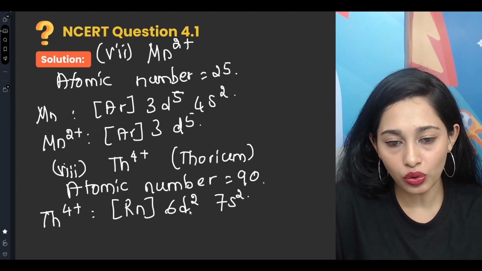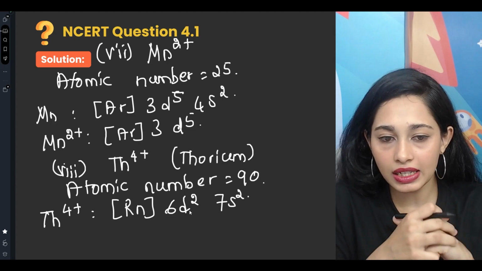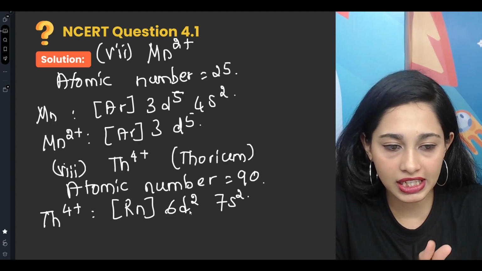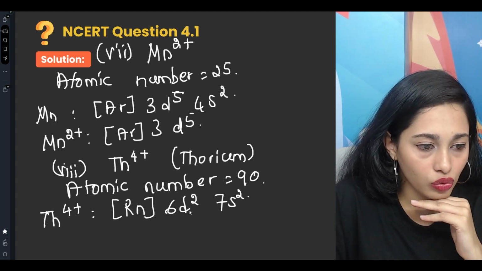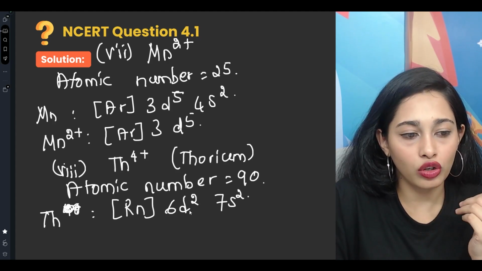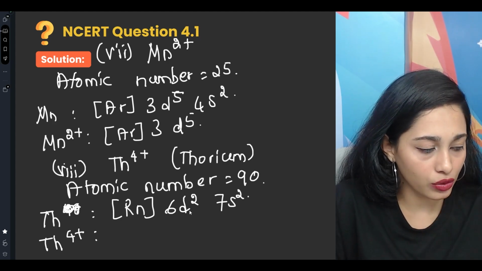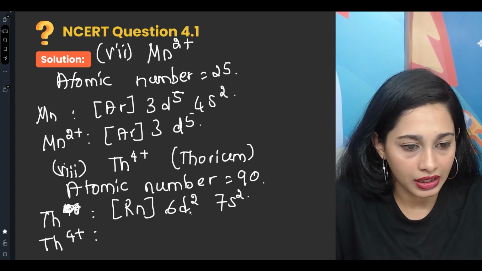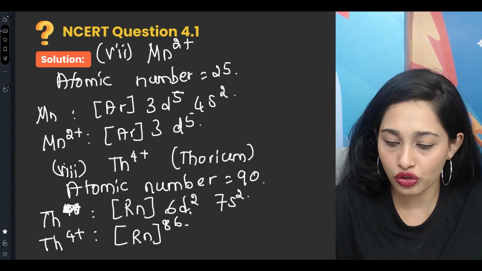So it is 6p6 and 7s2. Radon's atomic number is 86. So 86 plus 4 is going to be 90. So it's the general electronic configuration. So thorium 4 plus, it is going to be radon, 86. This is the electronic configuration.